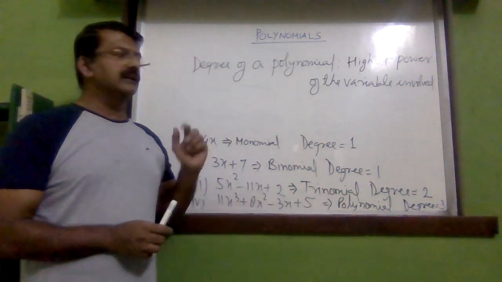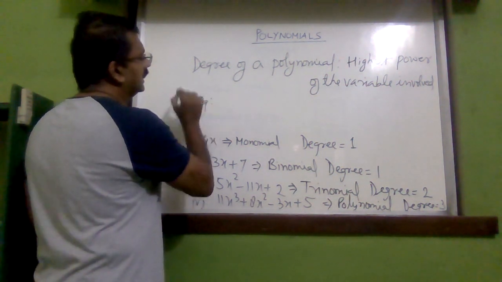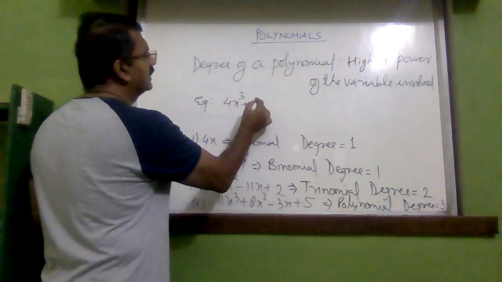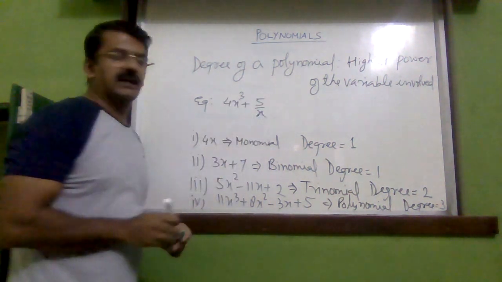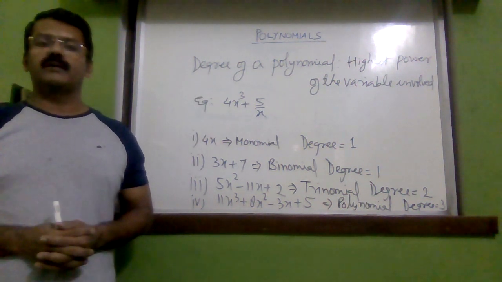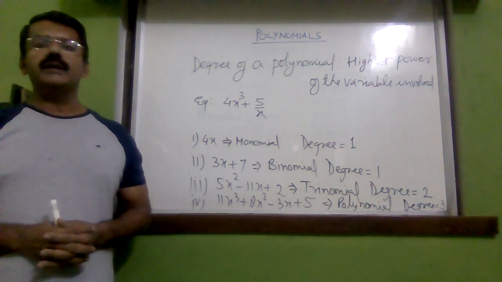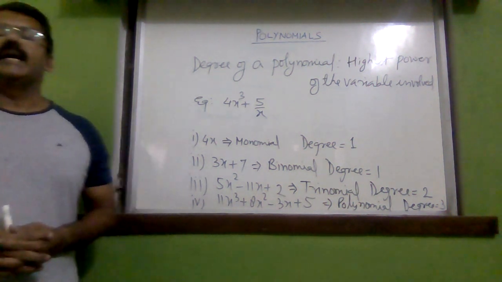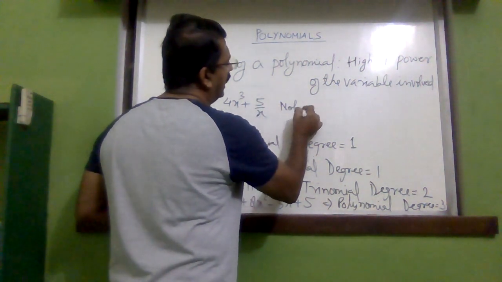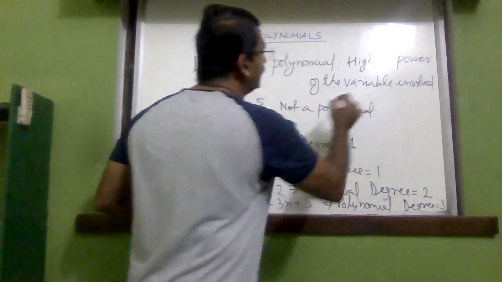Is it clear to everybody? Now suppose there is an expression 4x cube plus 5 upon x. Now my question is, this expression contains some variables and some constants. Is it a polynomial? The answer is, it is not a polynomial.